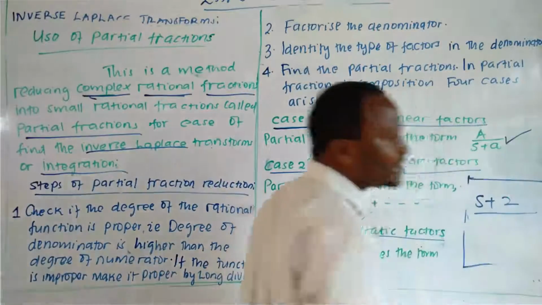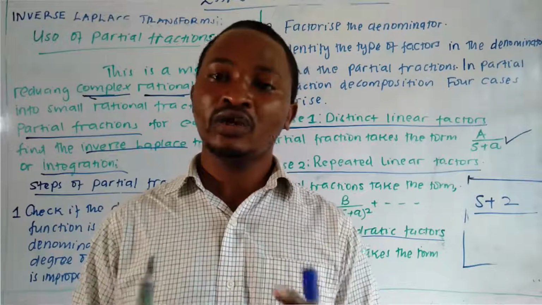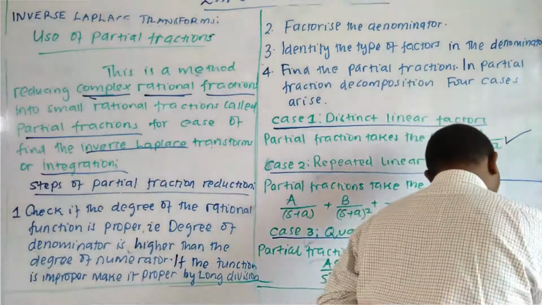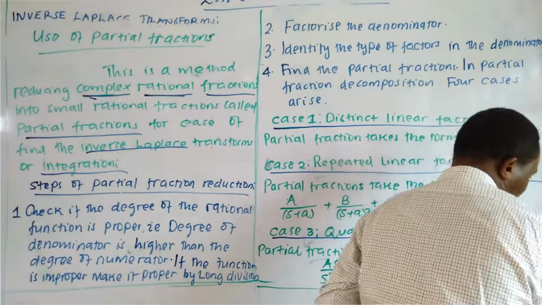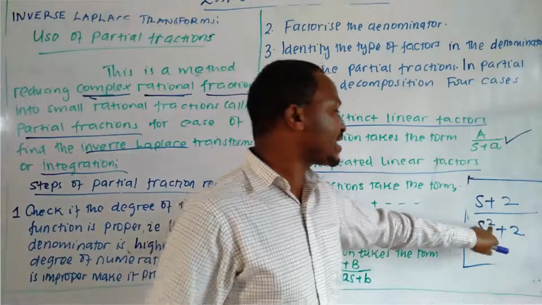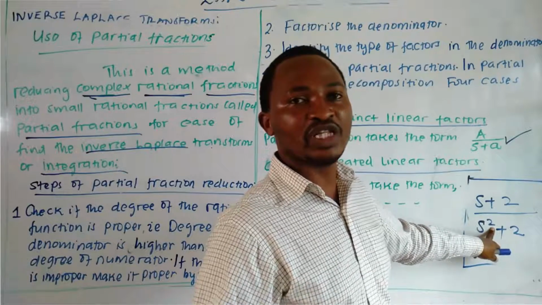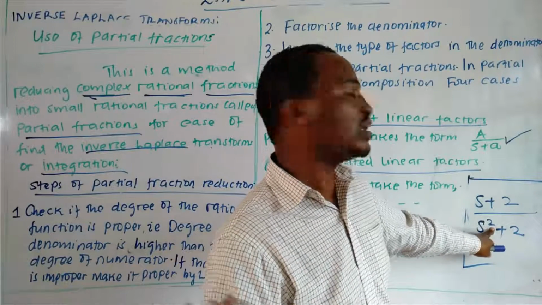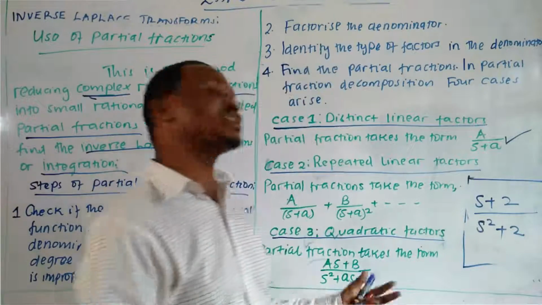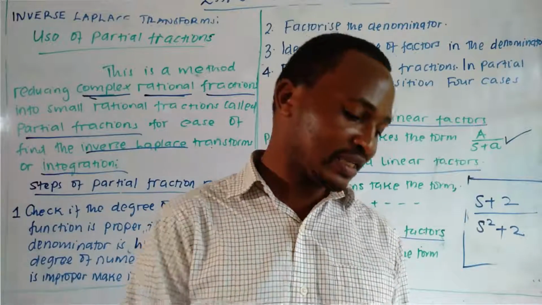Suppose we realize it's not possible to factorize, no matter what we do. Suppose we have something of the sort, maybe s squared plus 2. Now it's quadratic, because the highest power is 2. If you have an expression and the highest power or the degree is 2, that expression is quadratic in nature. But if it's not possible to factor out, it is called an irreducible quadratic factor.